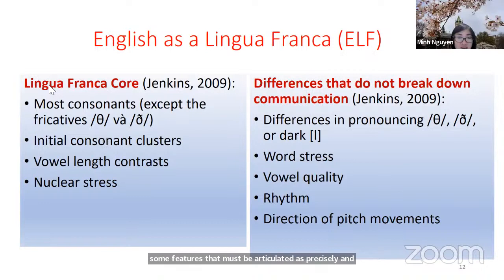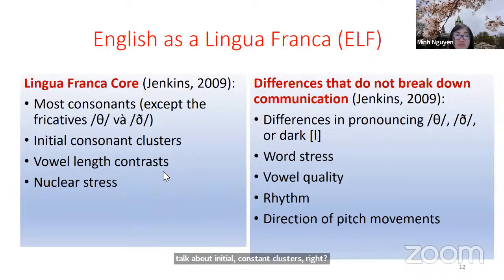And Jenkins called these features lingua franca core features. The lingua franca core features include most consonants except the fricative th, as we have just talked about, initial consonant clusters, vowel length contrast, and nuclear stress, for example.